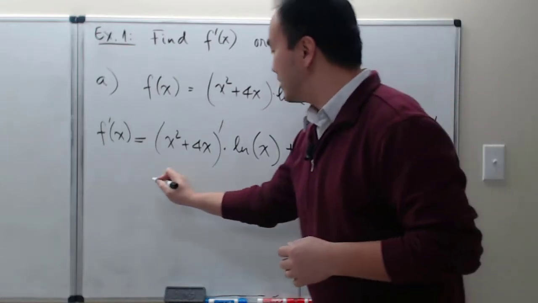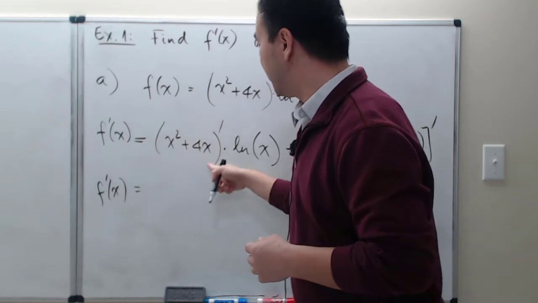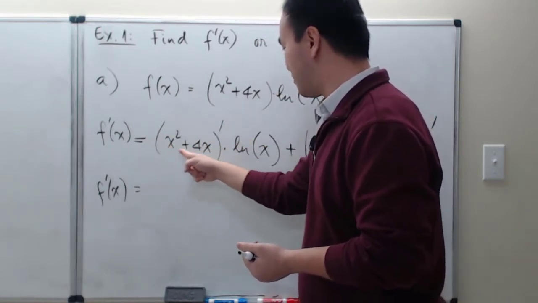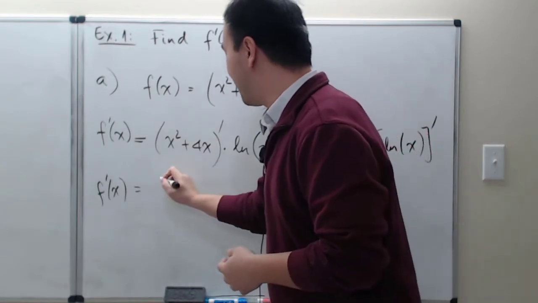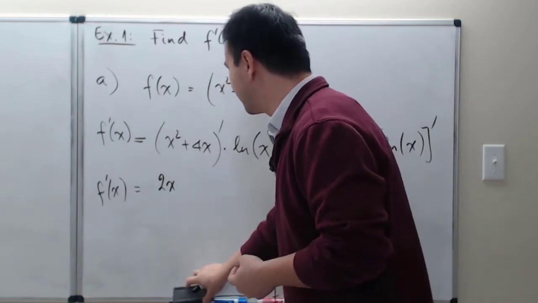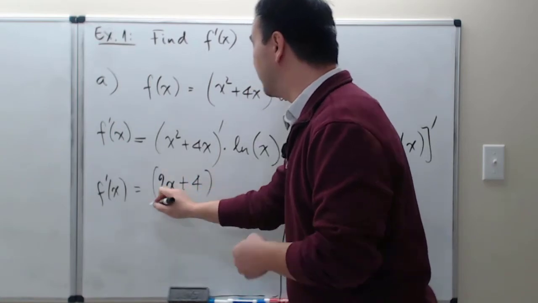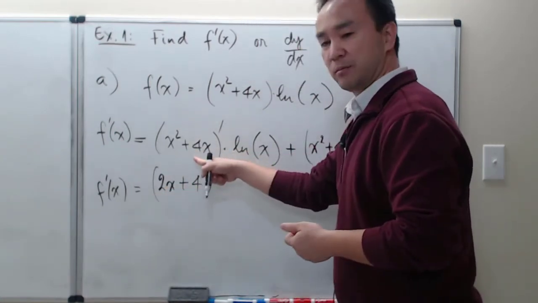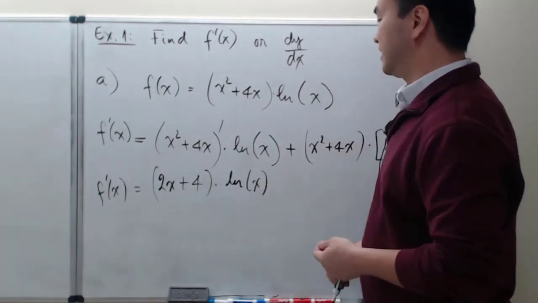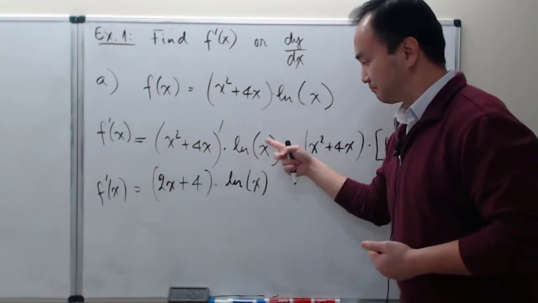When the real action kicks in, f prime turns out to be, with the sum rule and a little bit of power rule, 2x plus 4, that's the derivative term by term for x squared plus 4x. And now I'm going to multiply with natural log of x. That takes care of half of our product rule.